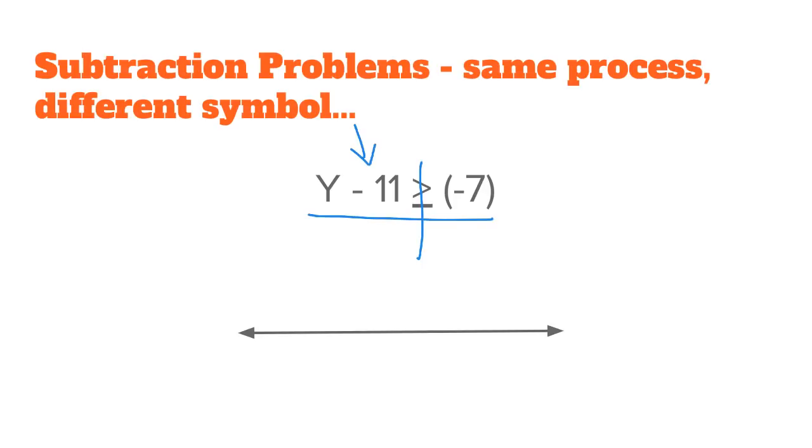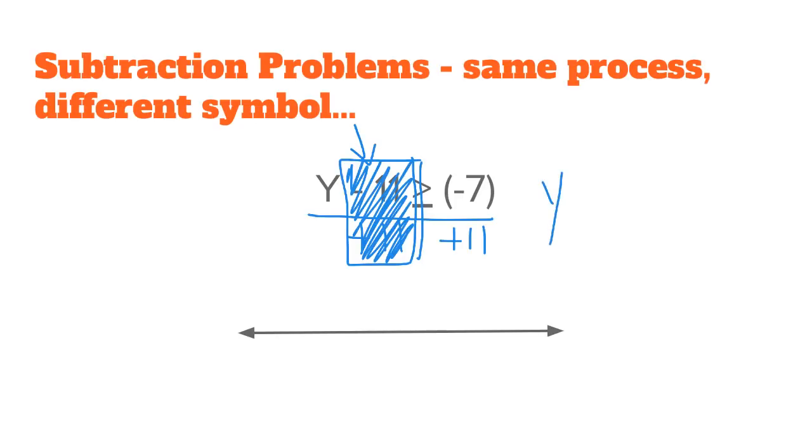All right, so I'm going to get rid of the subtract 11 by adding its inverse. So this creates a zero pair, or they cancel each other out. Notice I didn't just add 11 to the left, I also added it to the right. So what I have remaining is a y on one side, and negative 7 plus 11 is 4 on the other, and my symbol was greater than or equal to. So here's my answer.